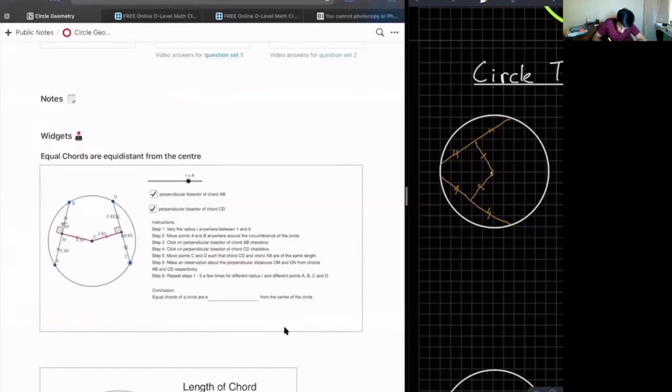Let's see, 2.84, bam, is the same. Do it again over here, 2.84, bam, same distance. It's a pretty cool theorem, right? So this is the first theorem.